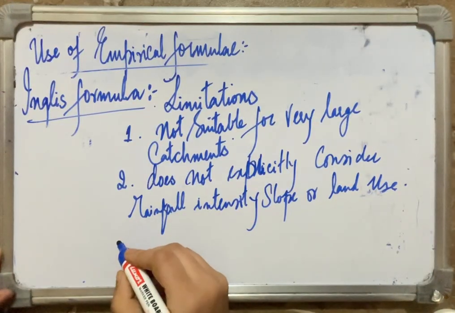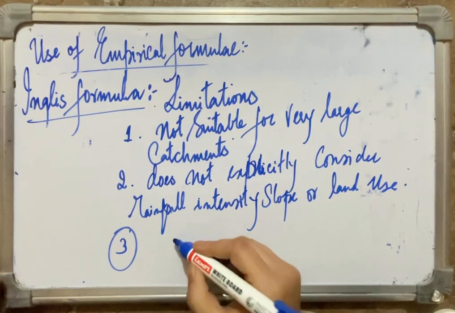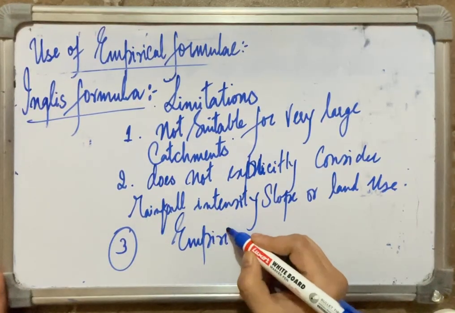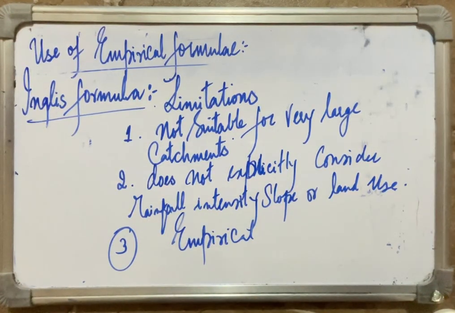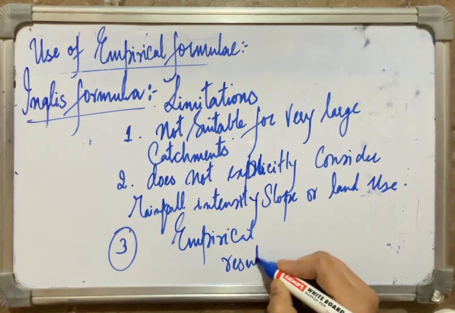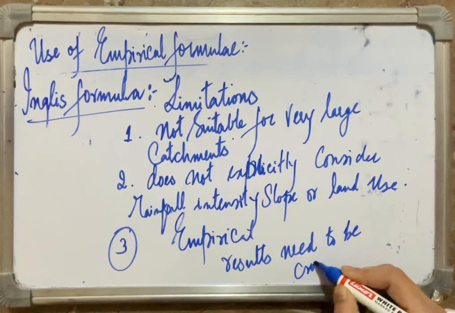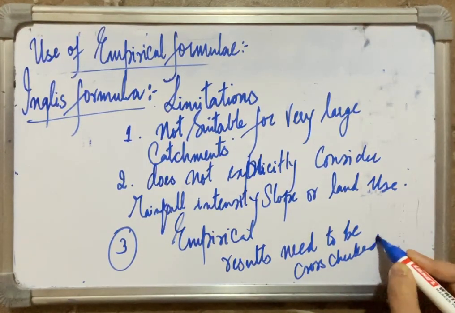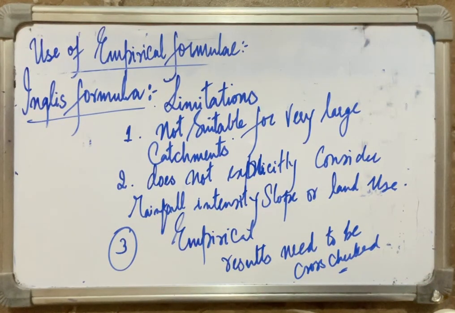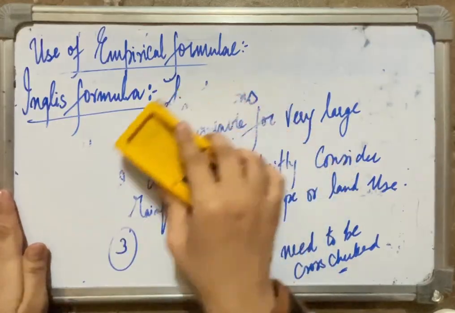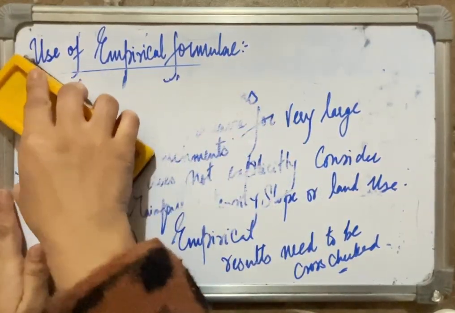And the third one is that since it's empirical, the results need to be cross-checked. All right, so these were the limitations of the English formula. The first one being that it's not suitable for very large catchments. Second one, it does not explicitly consider the rainfall intensity, slope, or land use. And third one, since it's an empirical formula, the results need to be cross-checked.